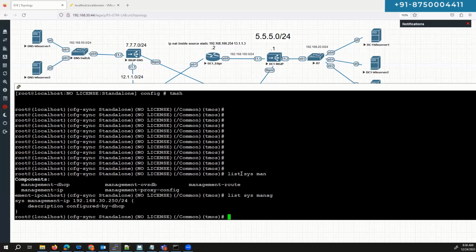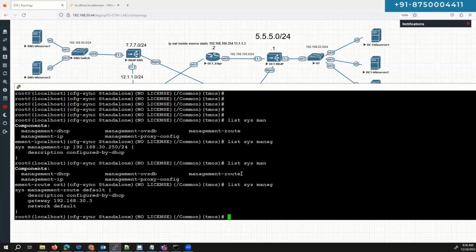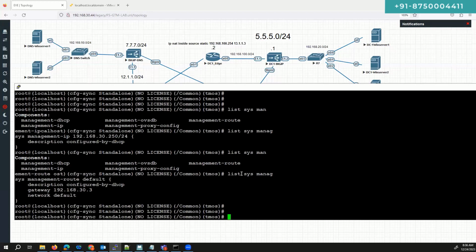And I mean, it must have also got the default gateway when it comes to the management interface, right? So if I say list sys management-route, it can display the management route. So it has got this management route from DHCP. Since DHCP services were running in my infrastructure, this BIG-IP DNS was able to obtain an IP address from DHCP directly. Even in a production environment, you don't have to allocate this IP address statically if DHCP services are running.